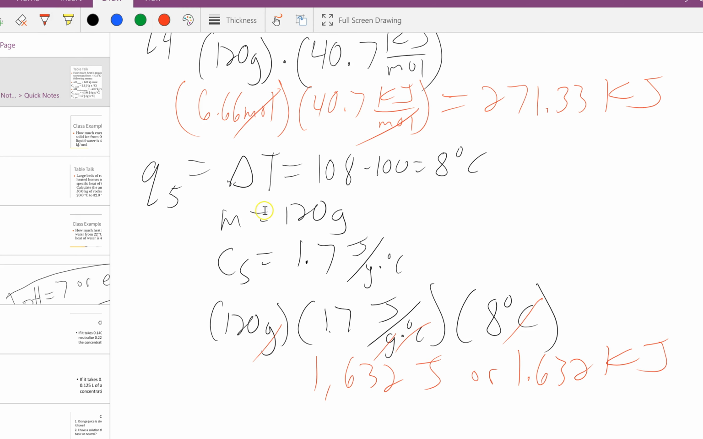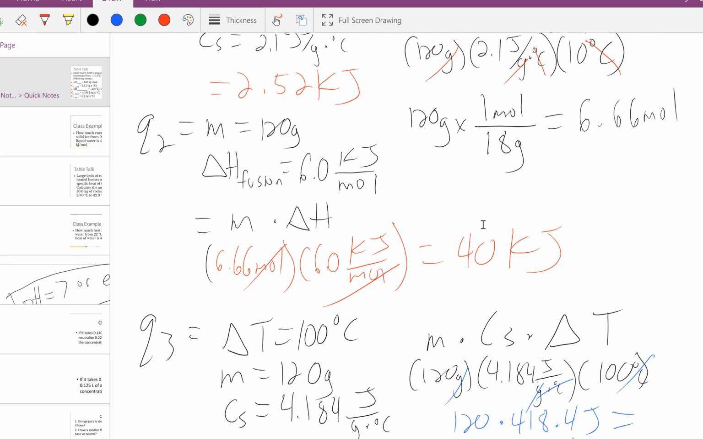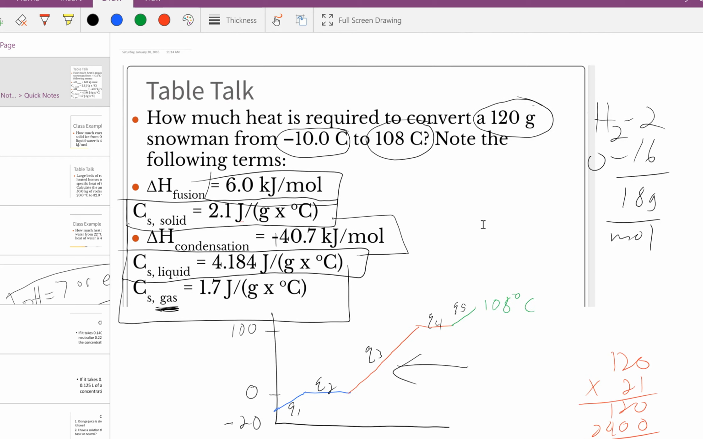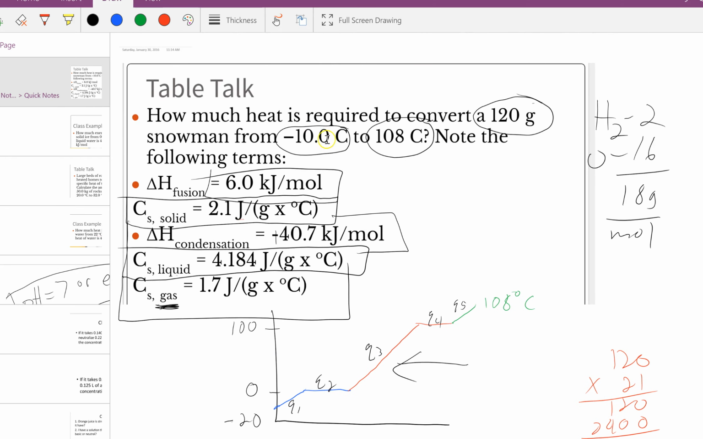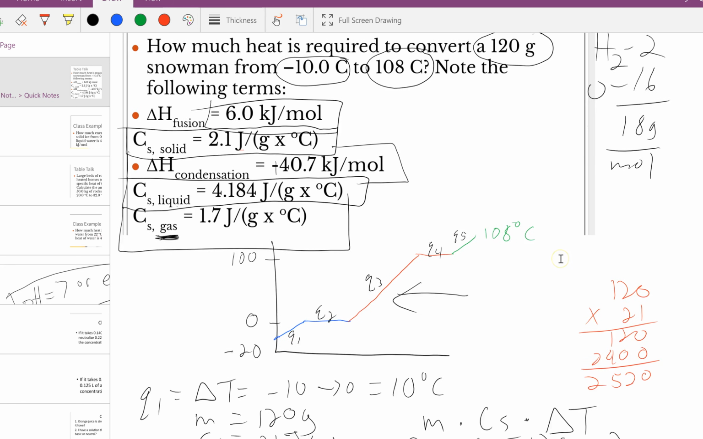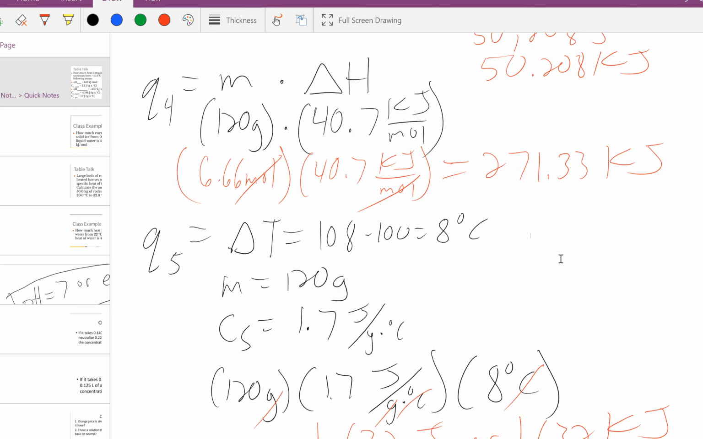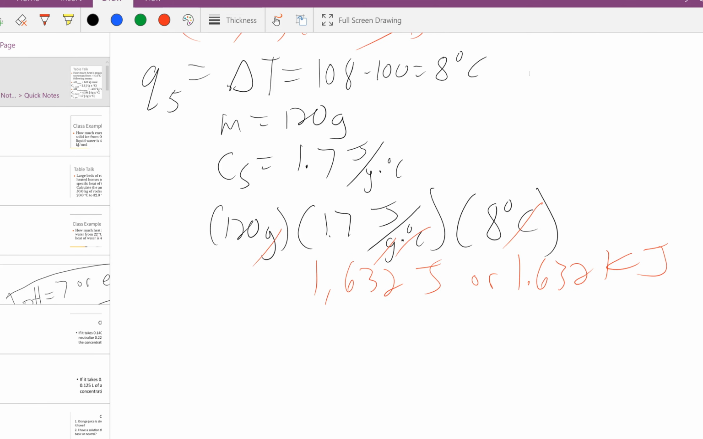Now I'm going to stop for a second because I've just calculated 5 Q values right here, which is what's required to go from solid ice to water vapor, because the heating curve asks for 5 Q values. That is the largest number of Q values you'll be expected to calculate in any setting. Now when I add them all up together, it's going to look like this.